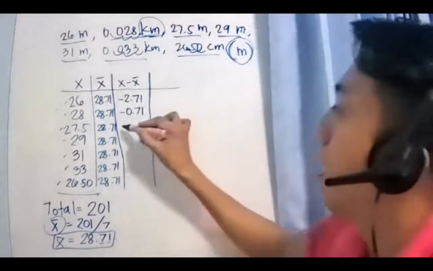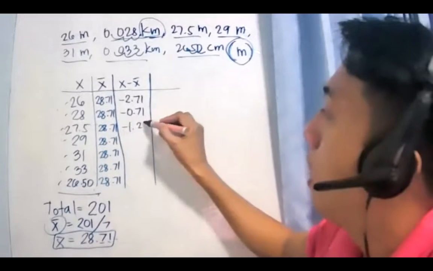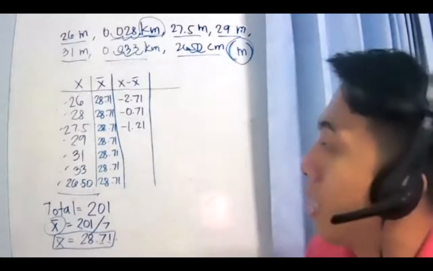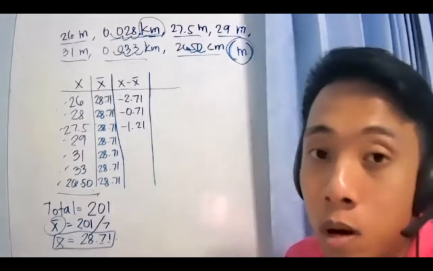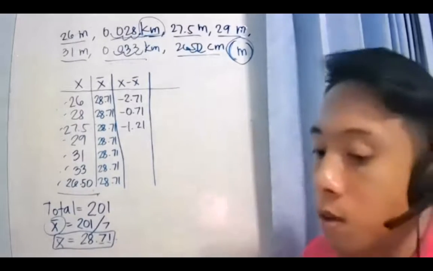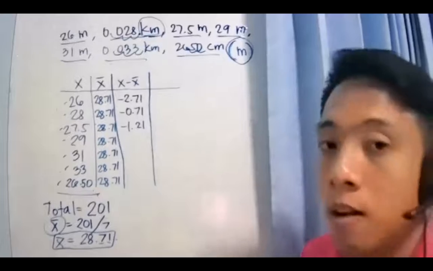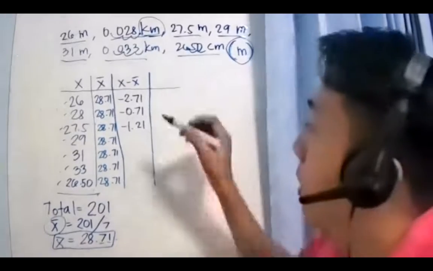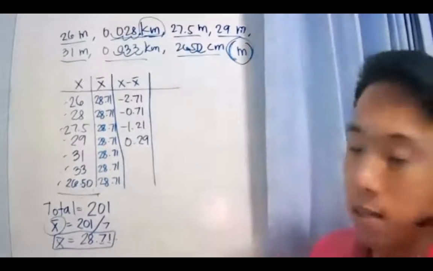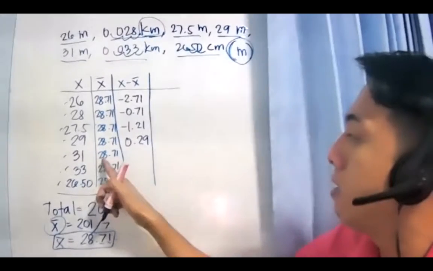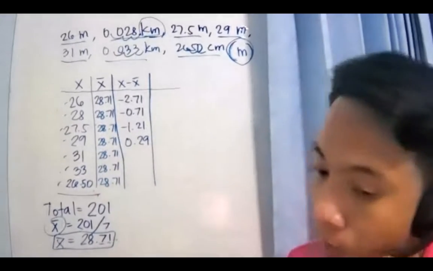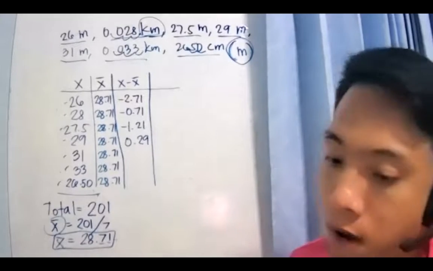Okay, so negative 1.21. Next, 29 minus 28.71. That will become positive now. Okay, so we have 0.29. Next, 31 minus 28.71.